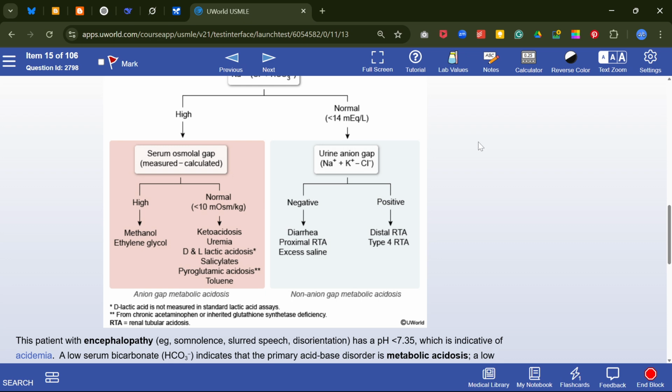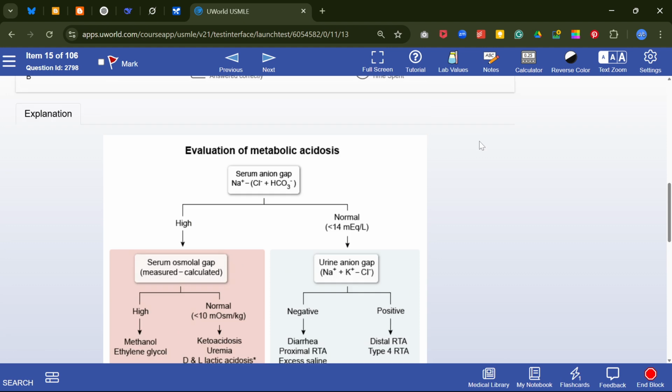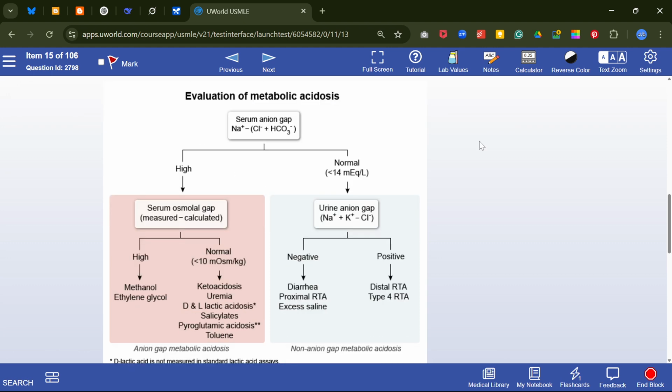It may be pyroglutamic acidosis. It may be toluene. If it is normal, anion gap less than 14, then you need to do urine anion gap: urine sodium plus potassium minus chloride. If urine anion gap is higher, it is distal RTA or type 4 RTA.